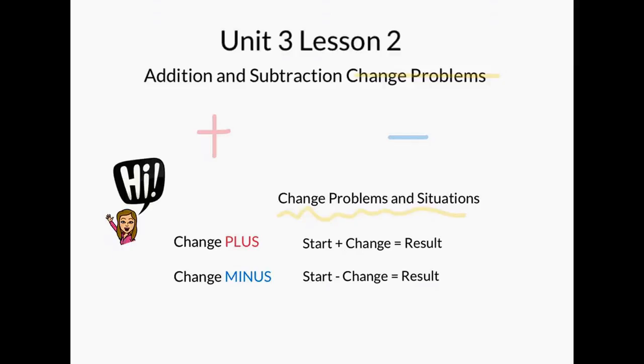So there may be an example of what's called a change plus problem, where we'll start with a number, then we'll need to add a change to that number, so maybe adding more, and that will equal the result or answer to our problem. Another example is something called a change minus problem, where we start with a number and then we actually subtract from that number in order to get the result.